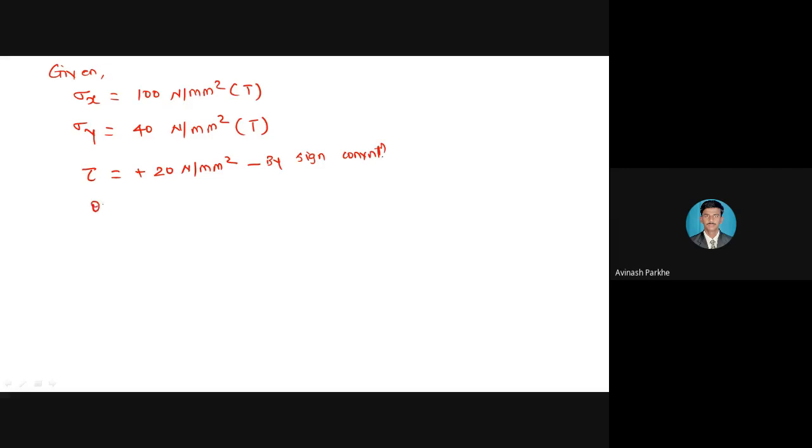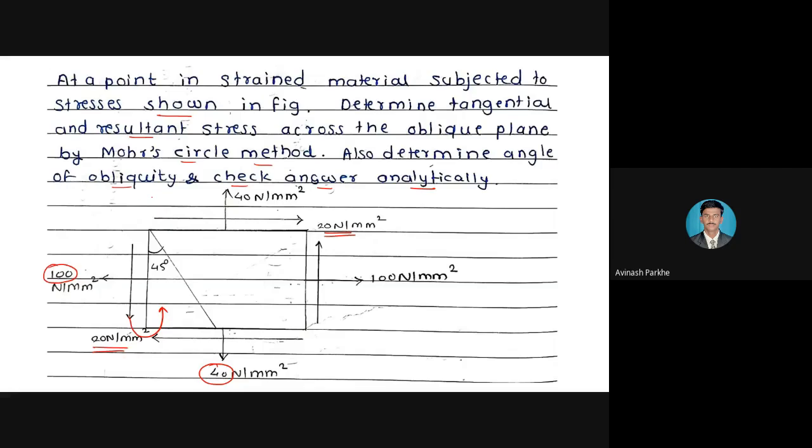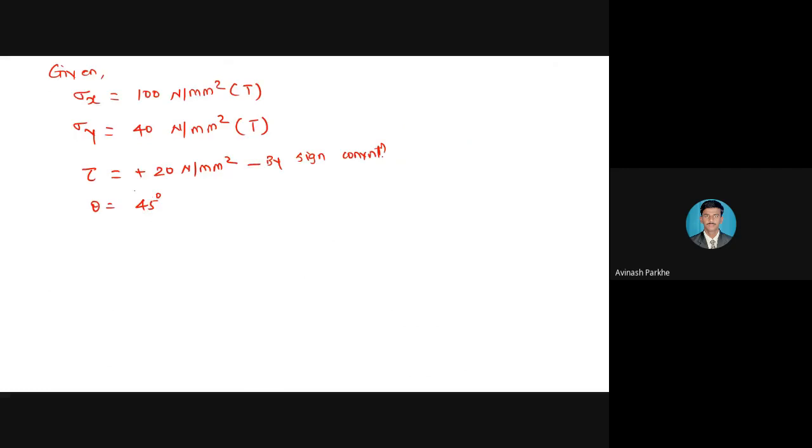Okay. Then theta is also given as 45 degrees. Already the theta is given with the major principal plane or the vertical plane, so we need not change it. We have to take this particular theta as it is for further calculation. If theta is equal to 45 degrees, I can take 2 theta equal to 90 degrees.